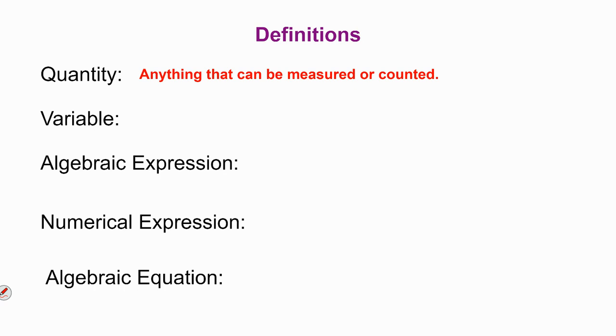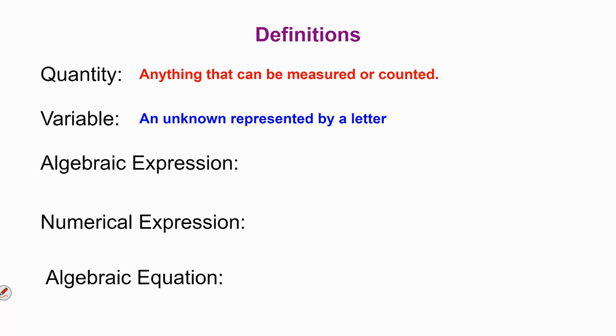Now, the thing that we really care about in algebra is something called a variable. A variable is an unknown represented by a letter. It could be represented as a symbol. If you want to get crazy, you could use a star instead of an x, but we typically use letters. And these are used to represent unknowns, things that change over time or something that we're trying to solve.